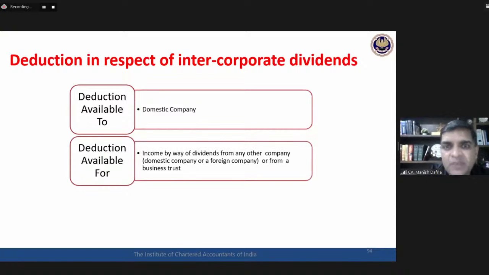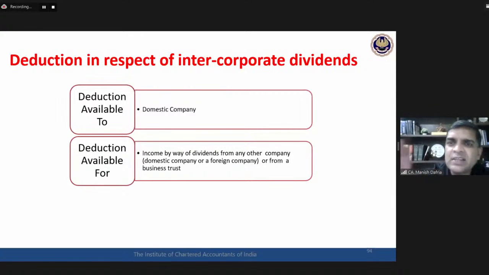It is available for income by way of dividend received from any other company. This company has received a dividend from any other company or from a business trust. That business trust is a very exceptional situation, so you may as well ignore it. Keep in focus this dividend received from another company.